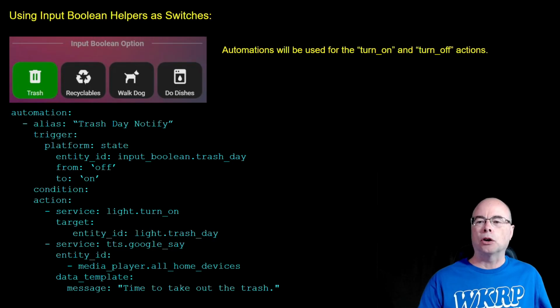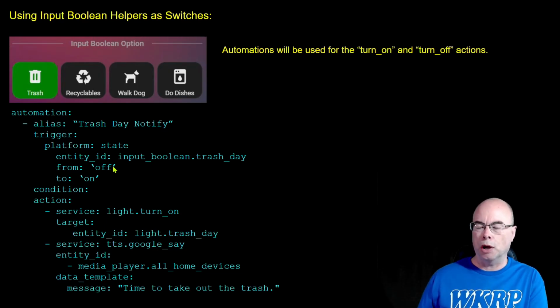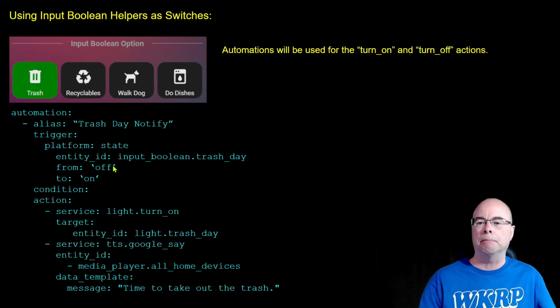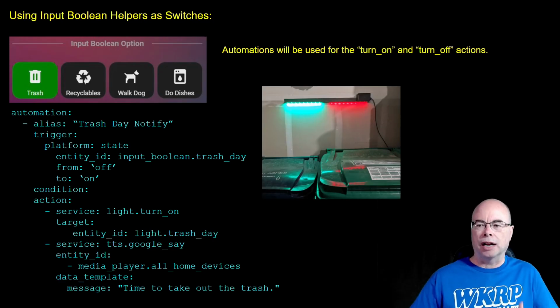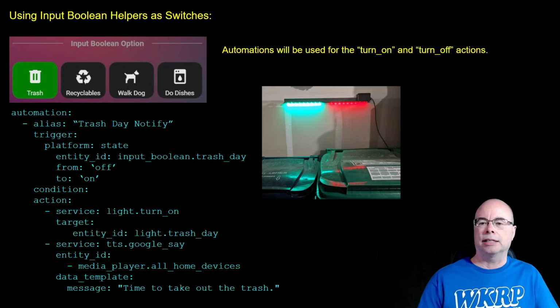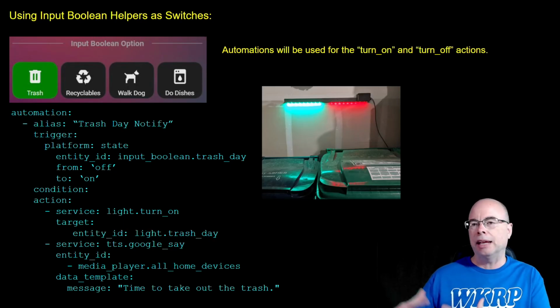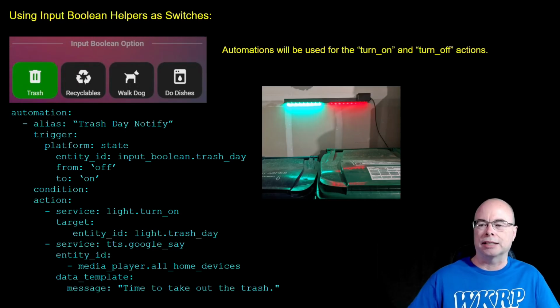But in this particular automation, all I'm doing is I'm looking for the input boolean to be changed from off to on, whether that's done through the other automation or whether I click the button manually. I'm not checking any conditions, but then I'm going to turn on a light and make an announcement. And just as an example of that, I found this online. This is not my project, but this would be an example of where you could turn on a light to indicate that it's trash day and to take out the trash. And I'm just making an announcement through my Google speaker saying it's time to take out the trash.